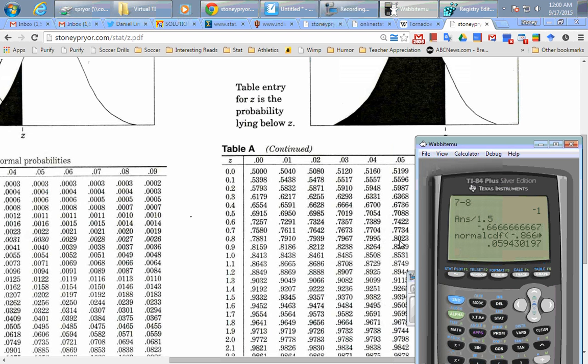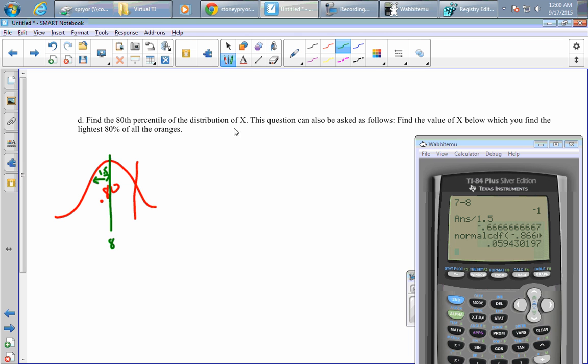Let's move this over and make sure. Yeah, right there. So it's 0.84. So back here, this 80th percentile is 0.84. Now that 0.84 is a Z, not an X.